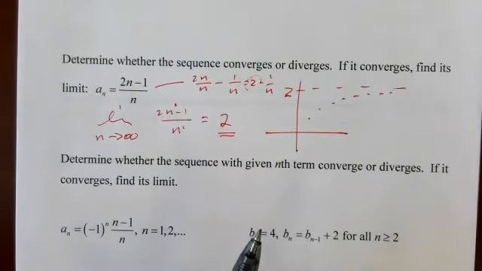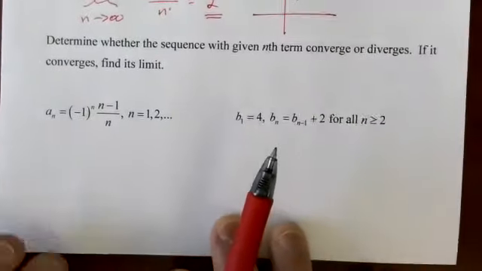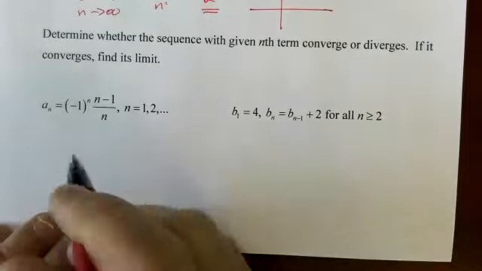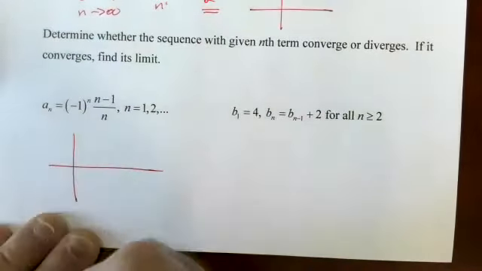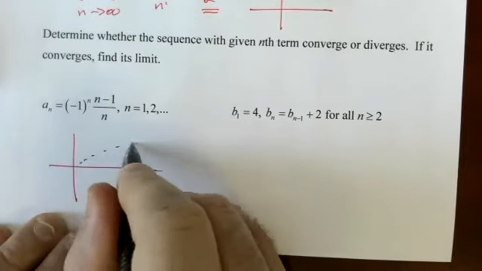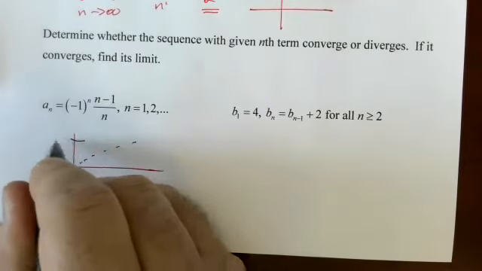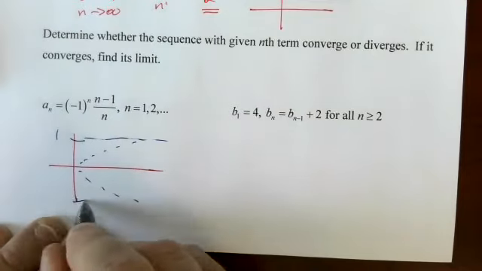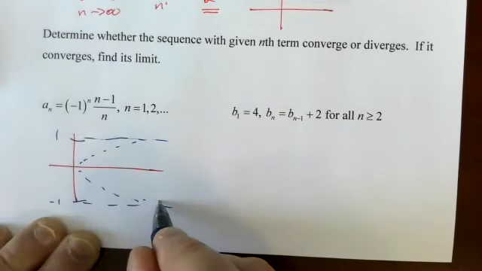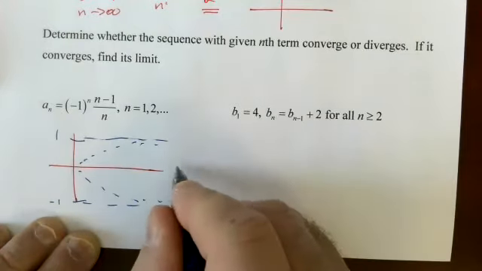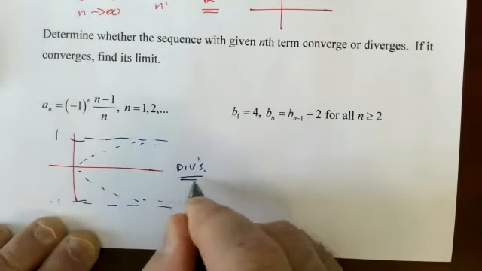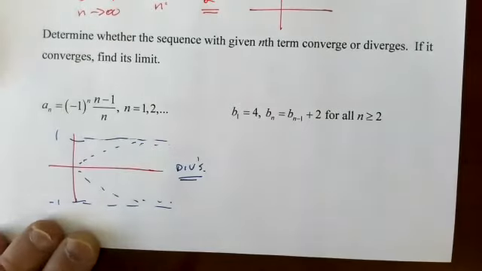So we give you a handful of these to say, do they converge or diverge? This one, if you graph it, which we have, a lot of people want to say it converges to 1 and negative 1 because it gets closer and closer to this 1, closer and closer to this negative 1. No, it doesn't. It's bouncing. It's oscillating. This diverges. Make sure we're clear about that.